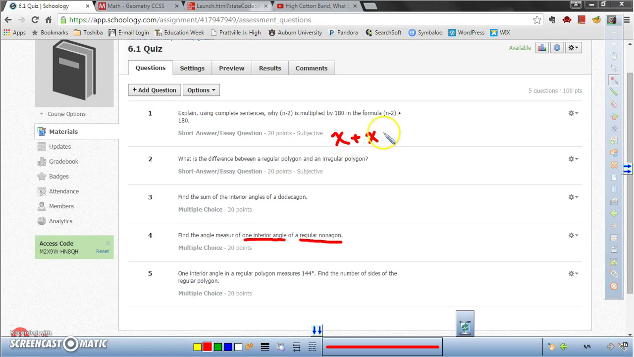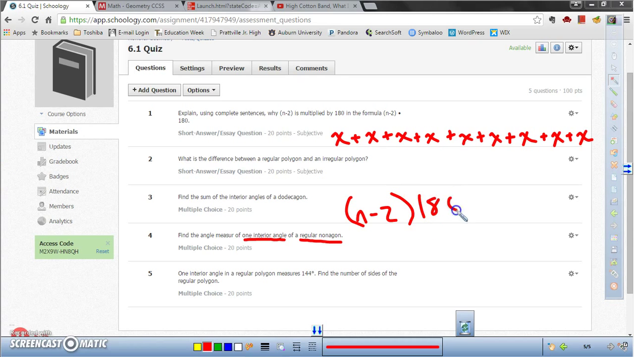So 1, 2, 3, 4, 5, 6, 7, 8, I'm sorry, 9. If I added all these angles up, that's going to give me the sum. But I only want one of those. So what I'm going to do is, instead of using n minus 2 times 180 and stopping there, I'm going to do n minus 2 times 180, where n is equal to 9.